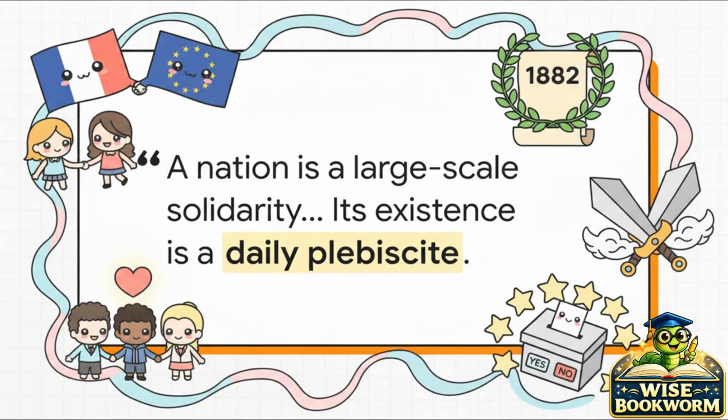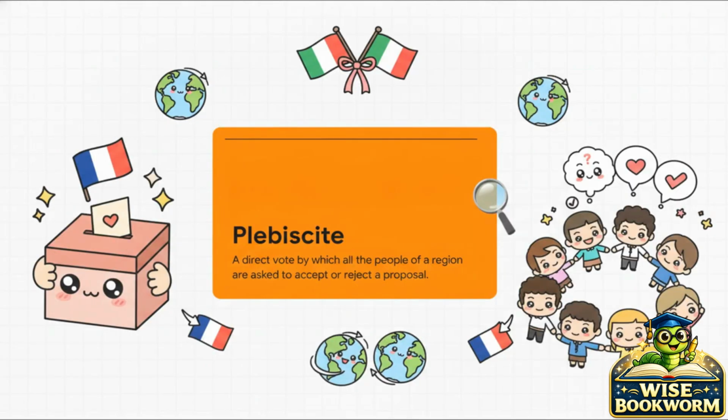He argued that a true nation isn't just about sharing a common language, race, religion, or territory. Instead, he said it's built upon shared heroic pasts and a present will to perform great deeds together. He called it a large-scale solidarity. It's this profound bond that requires a shared history of sacrifice, shared glories, and crucially, a genuine ongoing desire to keep living together. And that brings us to Renan's concept of the daily plebiscite.